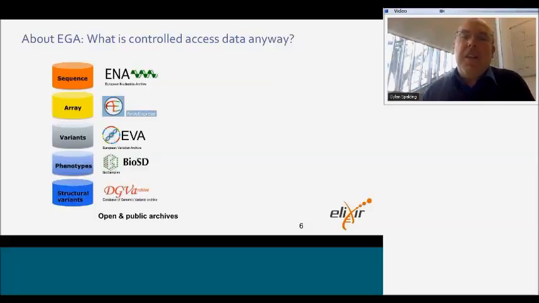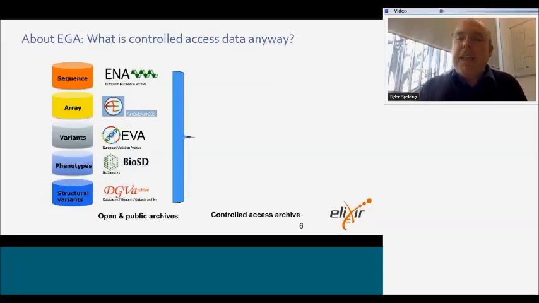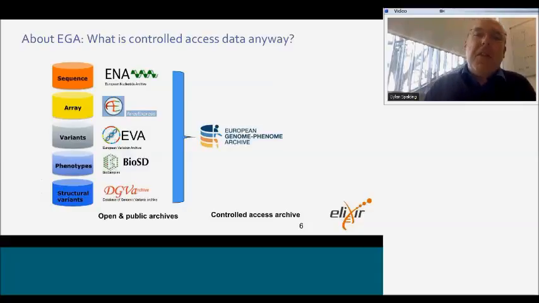So why does the EGA have such a diverse range of data? With open access data, you have specific archives that tend to deal with specific types of data. For example, sequence data goes to ENA, variants go to EVA, and structural variation goes to the DGVA. The thing that all the data in the EGA has in common is the fact that it's all under controlled access. So just keep in mind, this is why we have such a wide variety of data within the EGA.